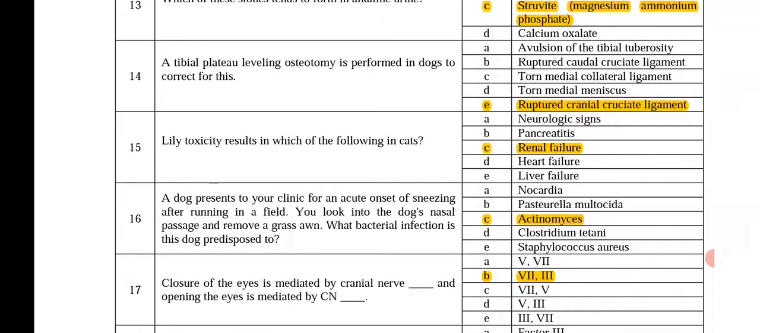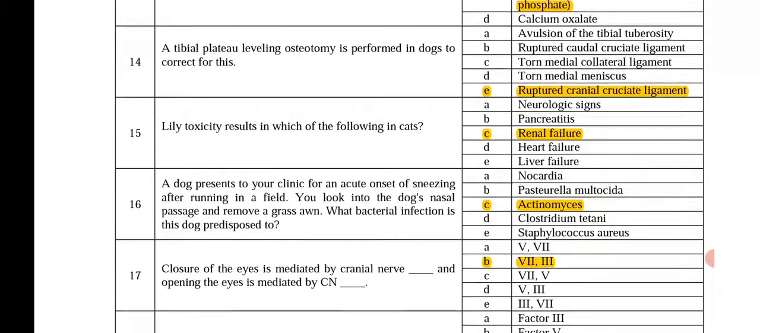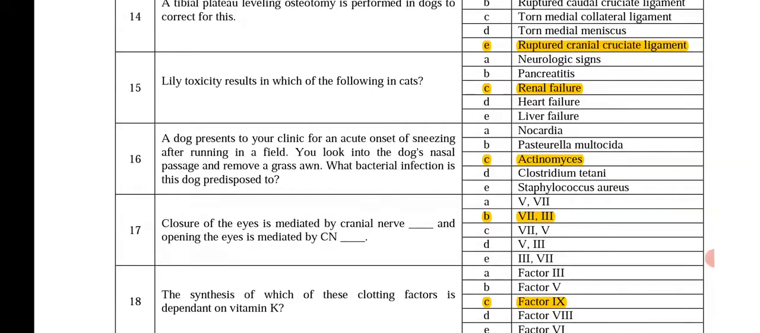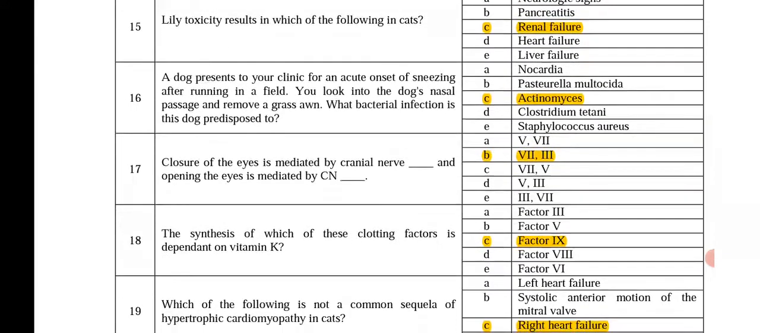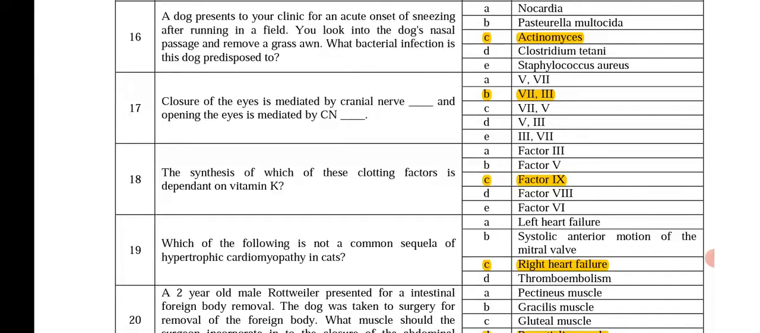A dog presents to your clinic for acute onset of sneezing after running in the field. You look into the dog's nasal passage and remove a grass awn. What bacterial infection in this dog is predisposed to actinomycosis? Closure of the eyes is mediated by cranial nerve 7 and opening of the eye is mediated by cranial nerve 3. The synthesis of which of the following clotting factor is dependent on vitamin K? Factor 9.